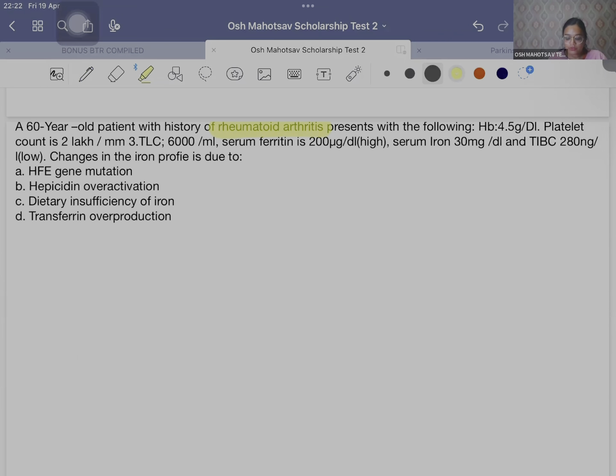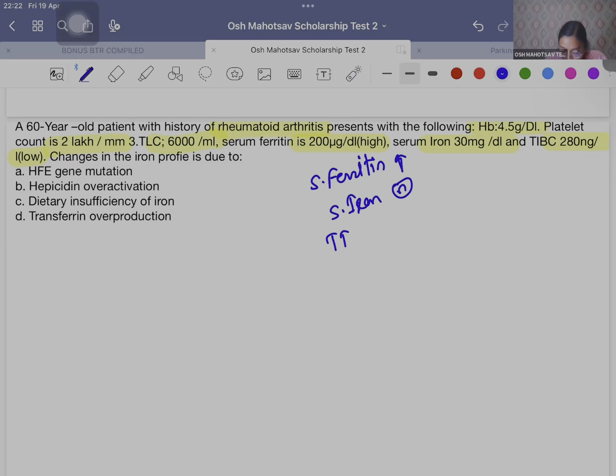The patient is having rheumatoid arthritis. Hemoglobin is 4.5. Platelet count is 2 lakh. Total leukocyte count is 6,000. Serum ferritin is high. Serum iron is 30. TIBC is 280 nanogram, low. This means serum ferritin is high, serum iron is low, and TIBC is low. This means the patient is having anemia of chronic disease because of rheumatoid arthritis.